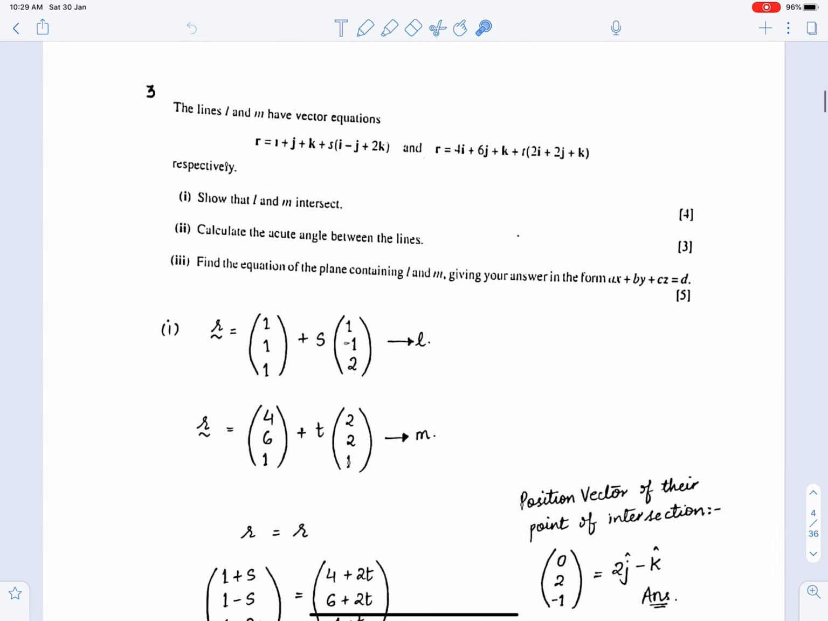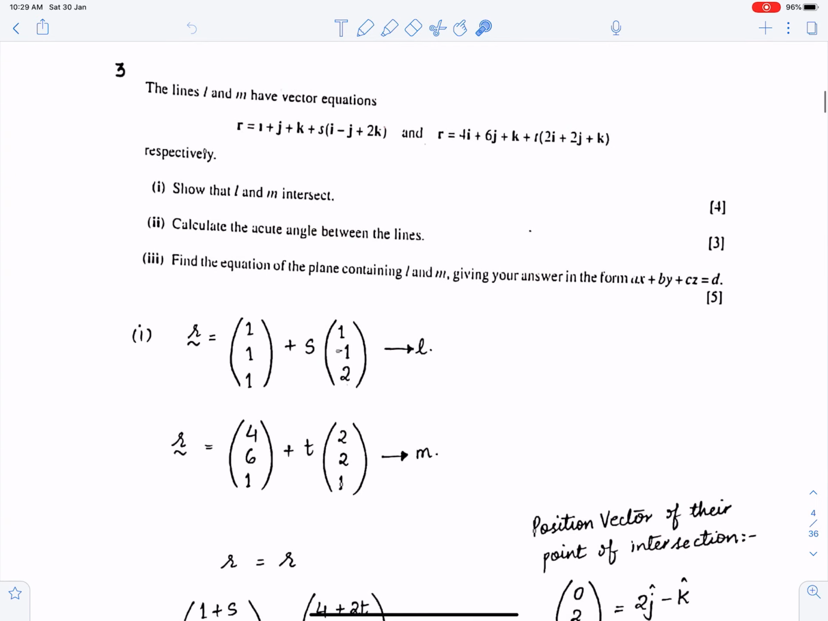This is a very good question. Question number 3. The lines L and M have vector equations. This is L and this is M. Show that L and M intersect.